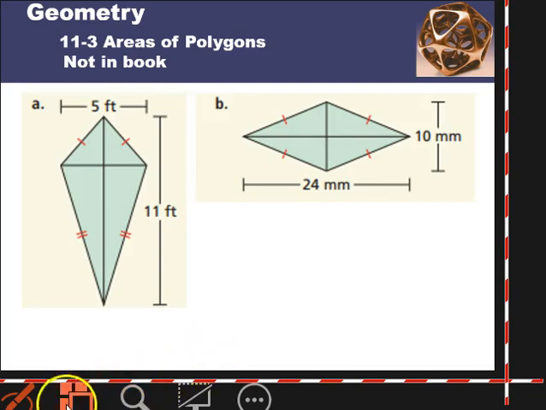So we have some practice problems. I'm going to get a new color pen.